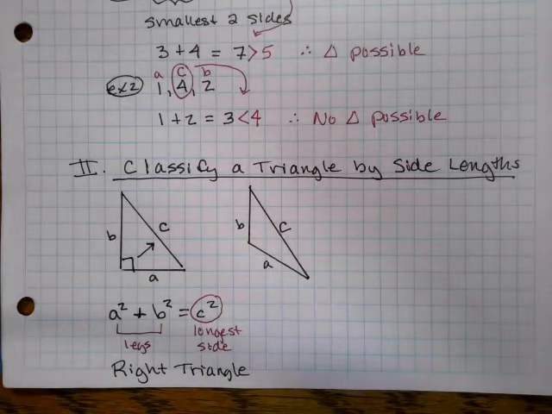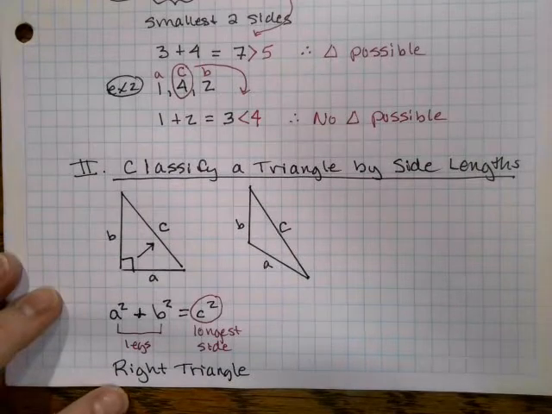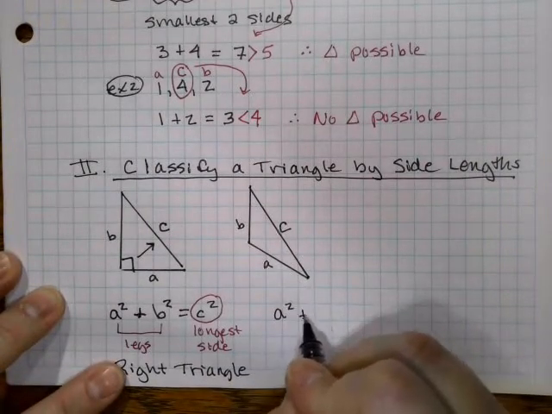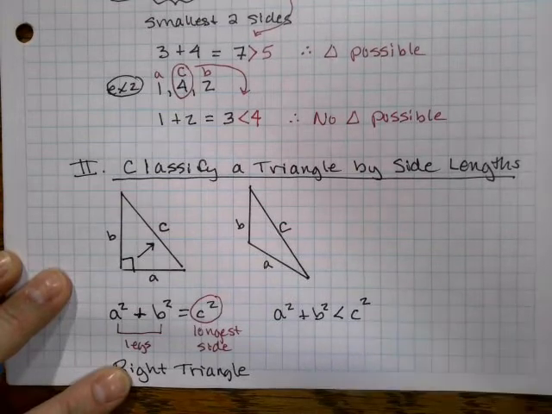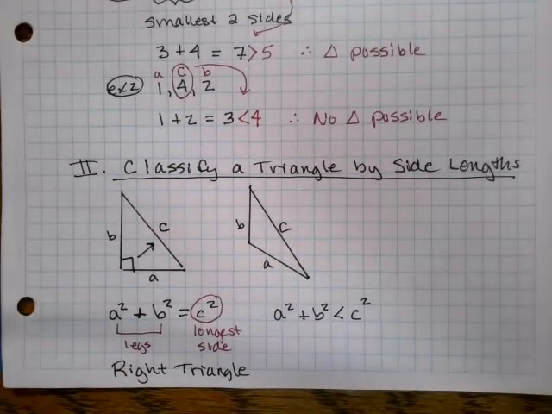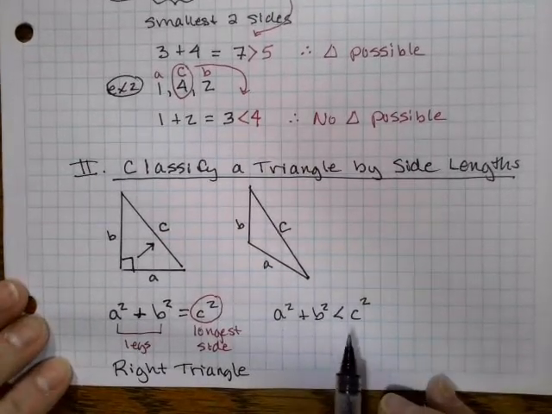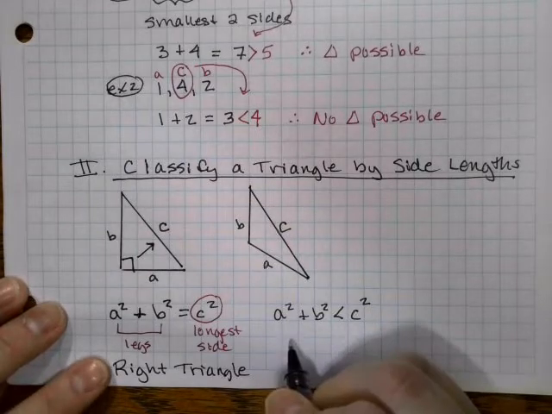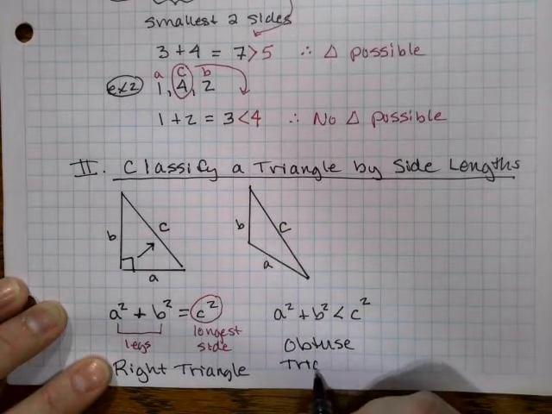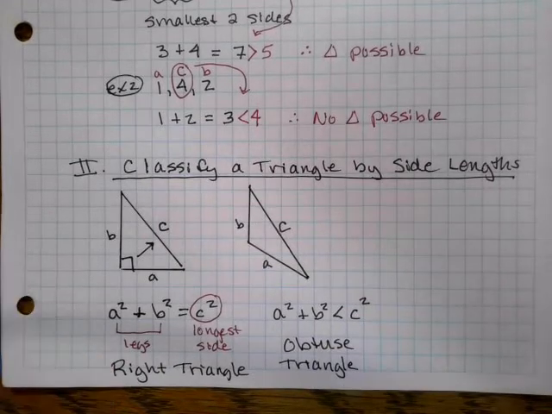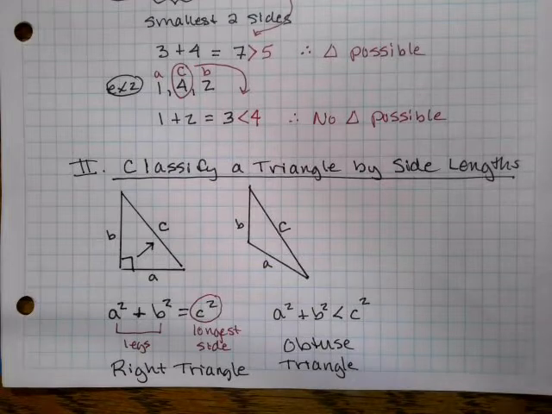Now, in the case of an obtuse triangle, A squared plus B squared is going to be less than C squared because the longest side is really, really long in comparison to the two legs. So if A squared plus B squared is less than C squared, you have an obtuse triangle on your hands. And remember, an obtuse triangle has one obtuse angle, which is the largest one.